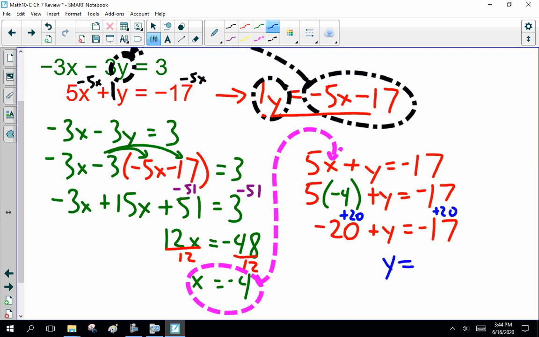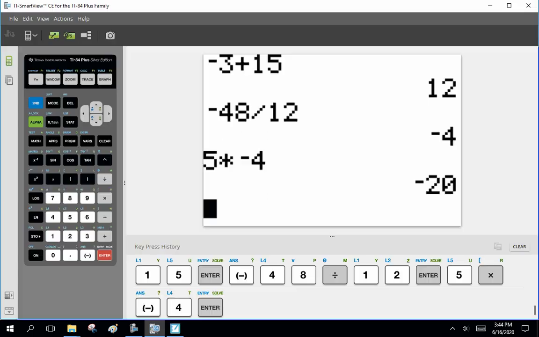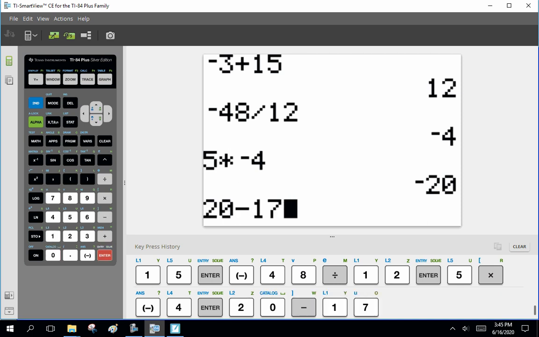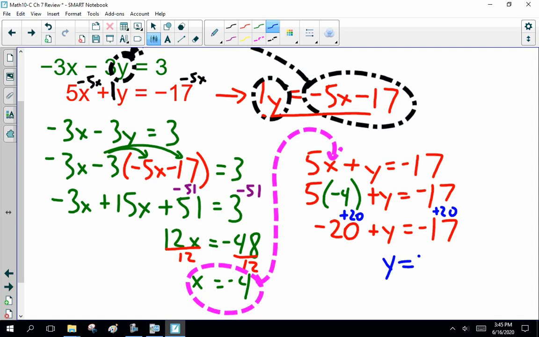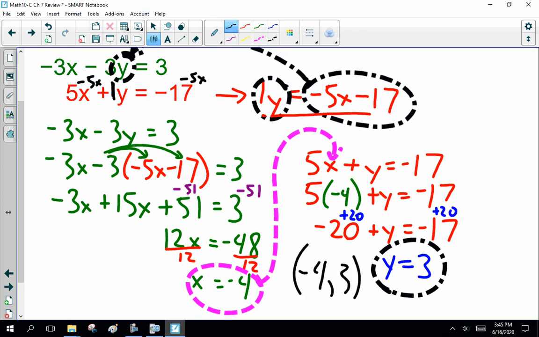So y, what is 20 minus 17? I have $20. I pay somebody $17. I'm down to 3. So y is 3. That's the other half of my answer. So I could write that as minus 4 comma 3 like that in big brackets and be proud.